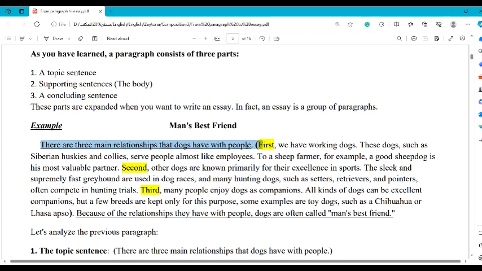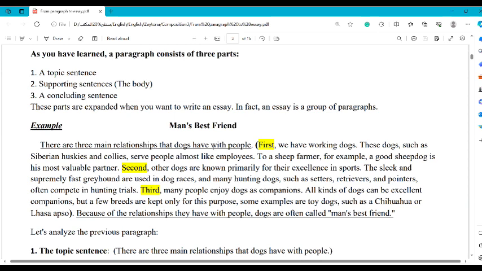The topic sentence holds or tells us the main idea of the whole paragraph. For example, if we forget about the rest of the paragraph and just focus on the first sentence, we will understand the main idea of the whole passage. So it is a very important sentence in your paragraph. There are three main relationships that dogs have with people.